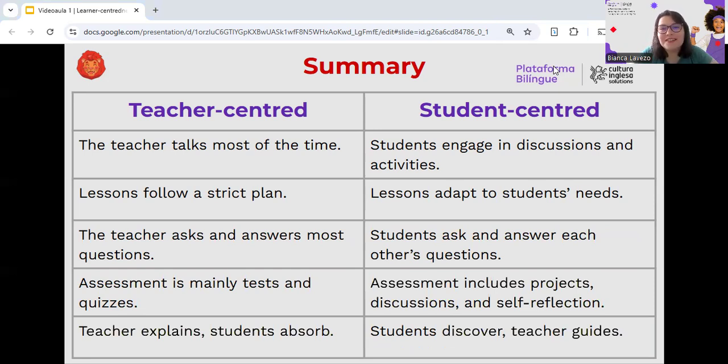Now, we're not here to vilify teacher-centered lessons. That's not the point, but the point is to reflect. How can I go from a more teacher-centered approach to focusing more on my students? This is the main question here that we have to answer.